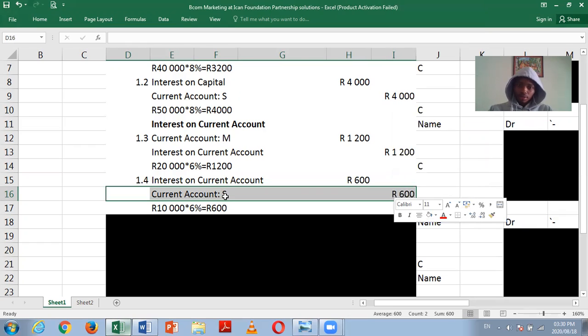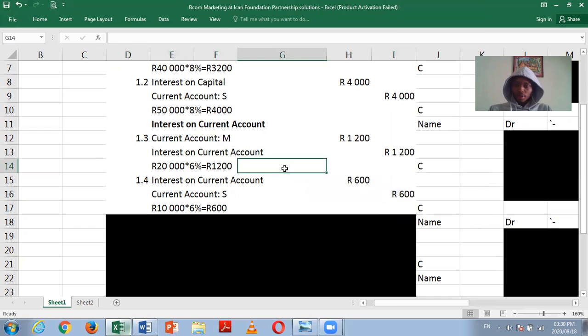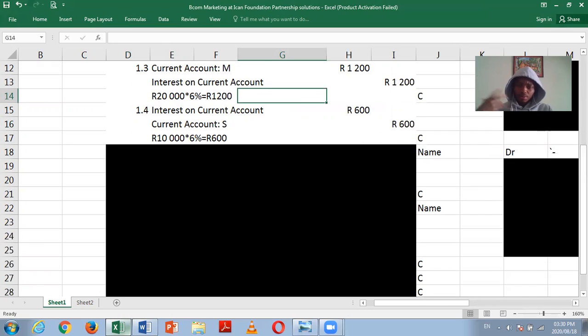And why does your current account increase on the credit side? Because it's an equity, and equity increases on the credit side. The reason why I'm repeating this is because repetition leads to understanding, and understanding leads to conversion. So the more something is repeated, the more you understand it. Okay, so let's move on.